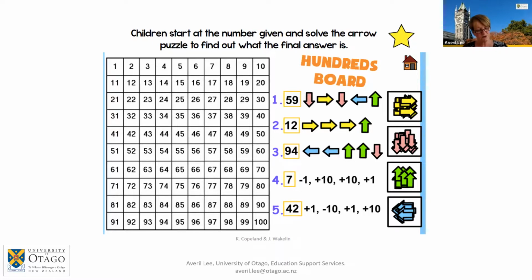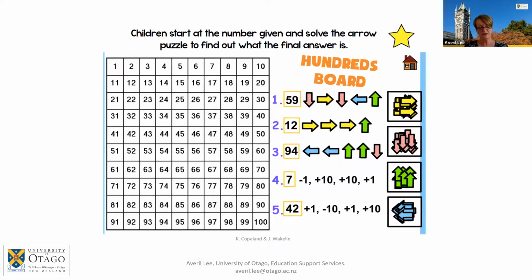So if everybody puts their finger on 12, add one, take away 10. Your finger should now be on 5. Let's do another one. 94. Some children, it will take them ages to find 94, and that tells you something as well. So 94, take away one, take away 10, subtract 10, add 10, and your answer should be on 82.